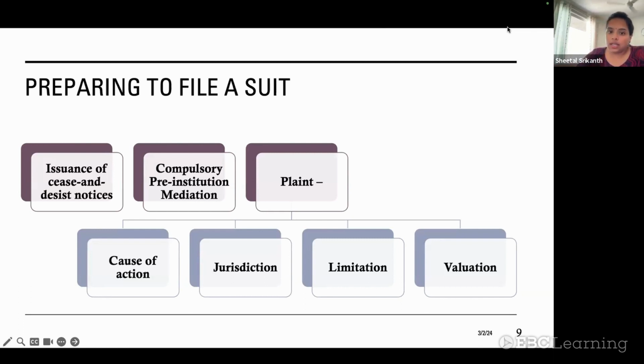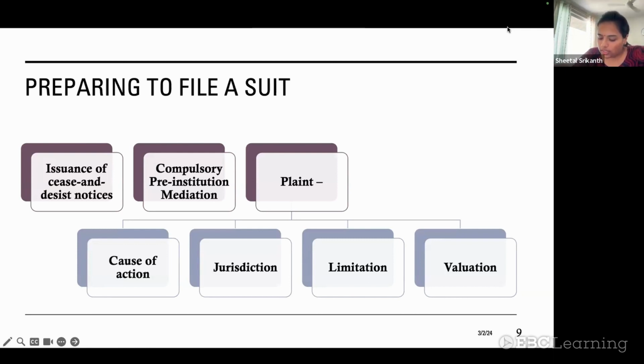The first is cause of action. First, you have to establish what is the cause of action. I already explained to you what cause of action is that led to the filing of the suit. Second, always ensure you are filing the suit in the correct jurisdiction. Otherwise, this becomes a ground for return of plaint under Order 7, Rule 10 of the CPC, which means the suit is not maintainable before the court that you approached.